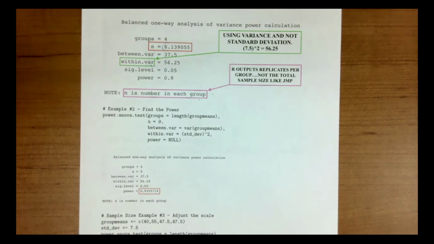This is more of a caution of when you're switching between software, always, always, always Google or check the help file for what's being inputted and what's being outputted so you don't get mixed up. That's going to conclude this week's lessons.